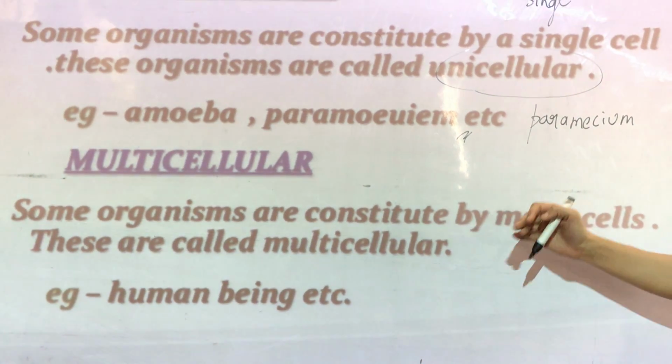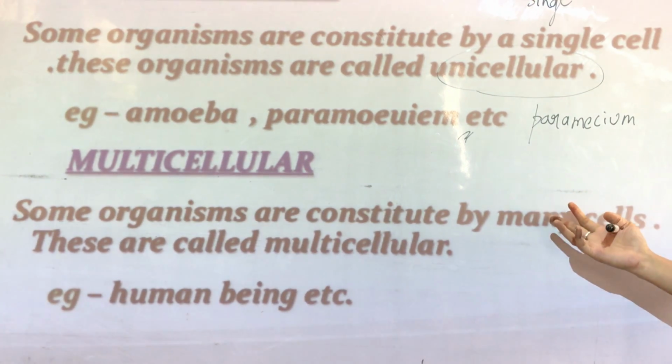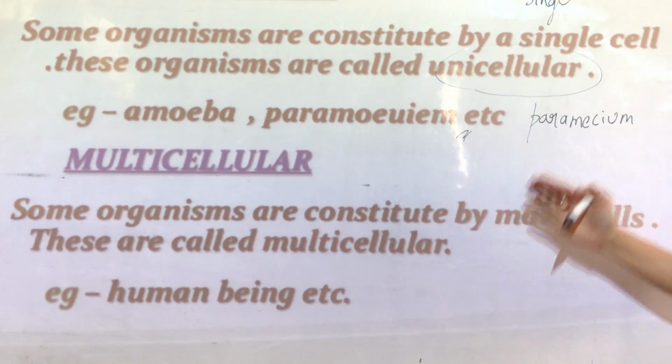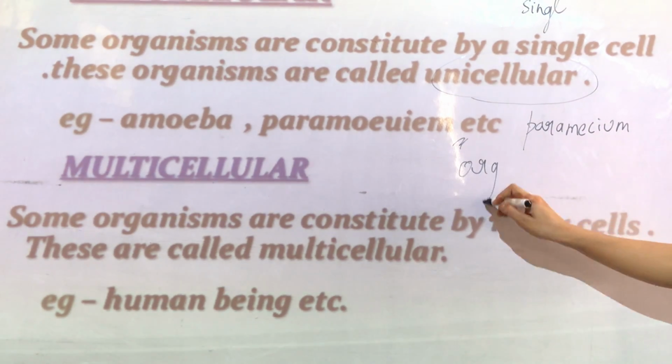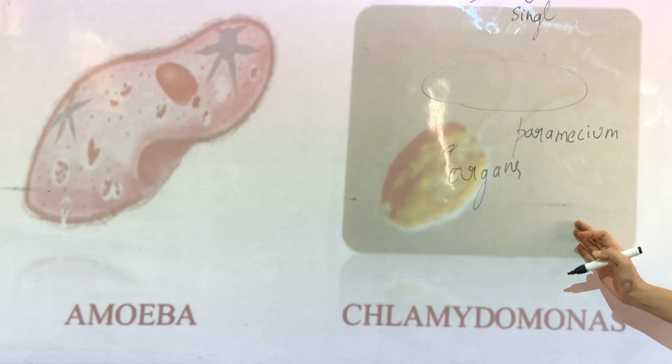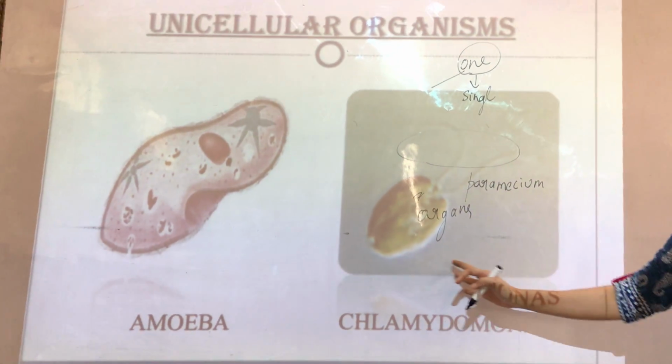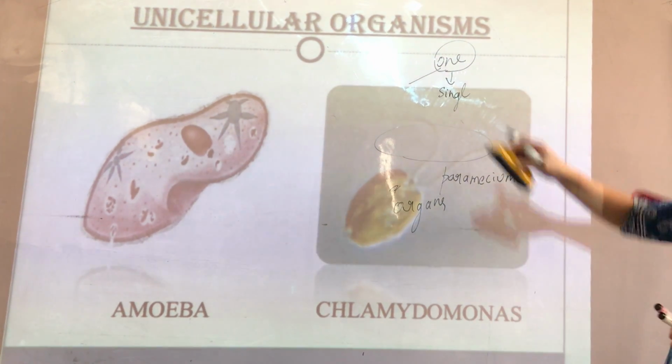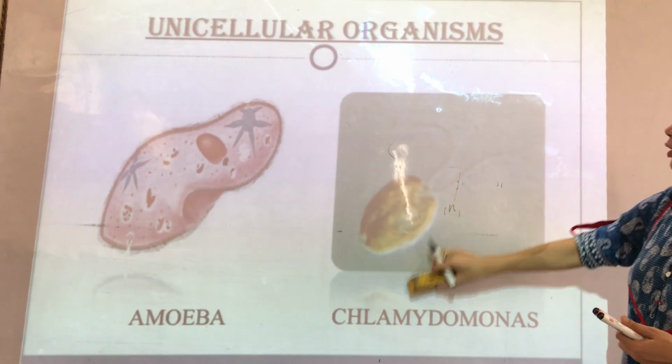Okay, because we cannot function with one cell. Okay, because there are many organs in our body. To function the various organs, we need to have a lot of cells. Clear? So have you understood what is unicellular, what is multicellular? So let's have a look at these two types of unicellular organisms.